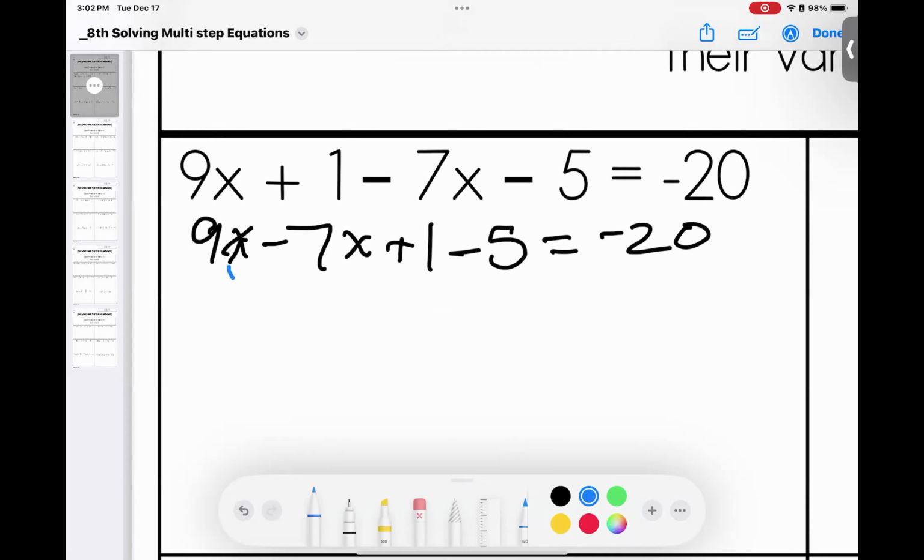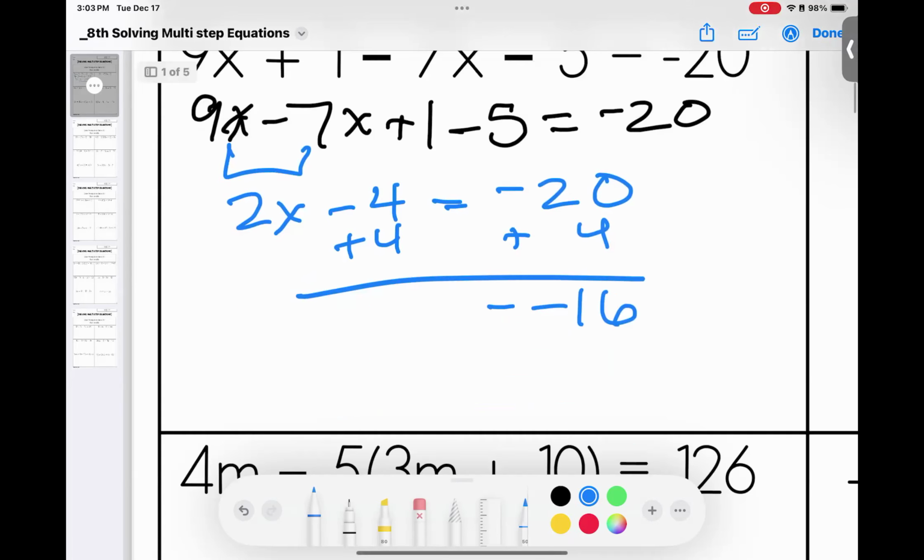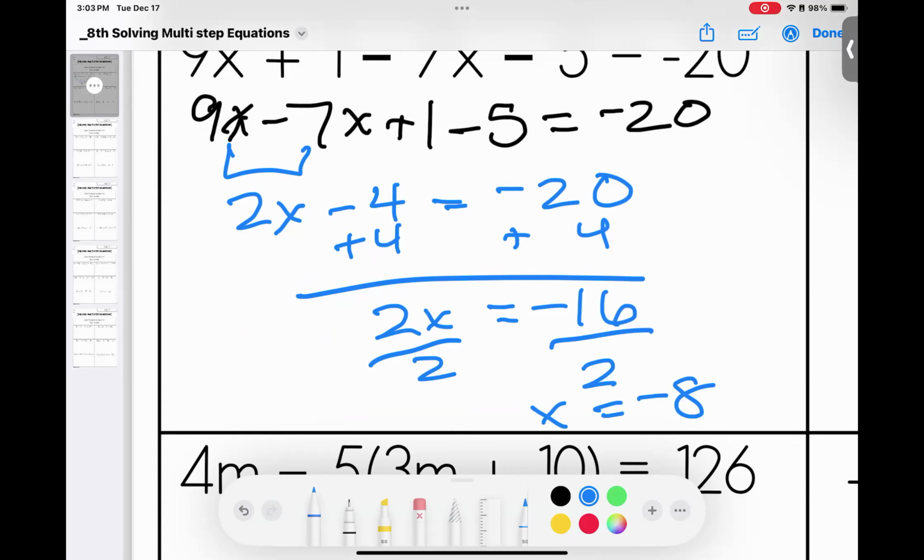Okay. These are opposites, so we're going to subtract them. The 4 needs to be moved. Opposites subtract. Make sure that you're bringing your sign down with you. Dividing both sides by 2, x is equal to -8.